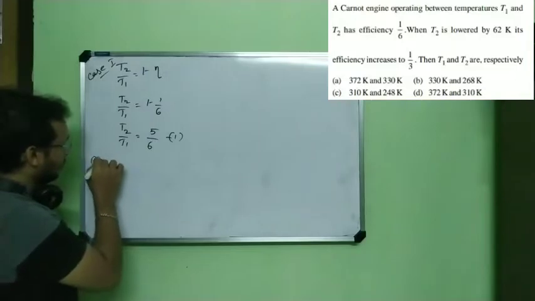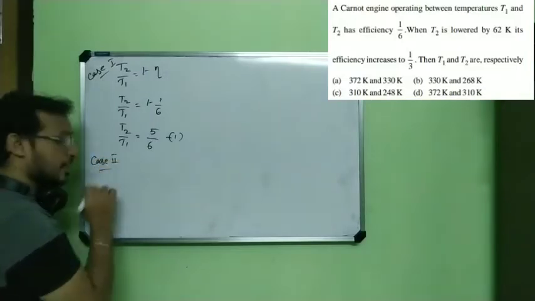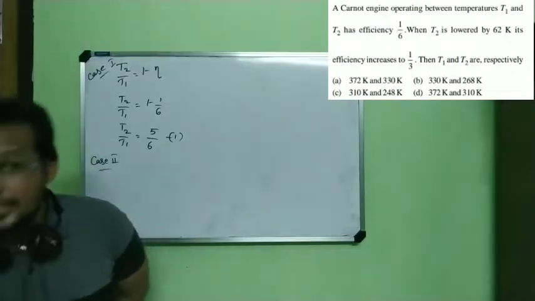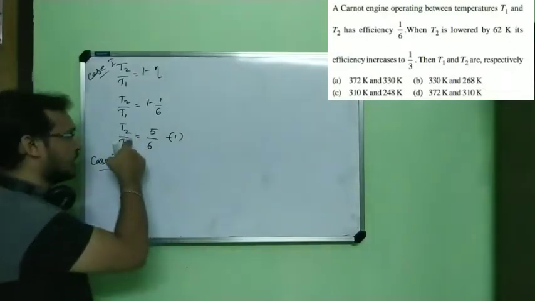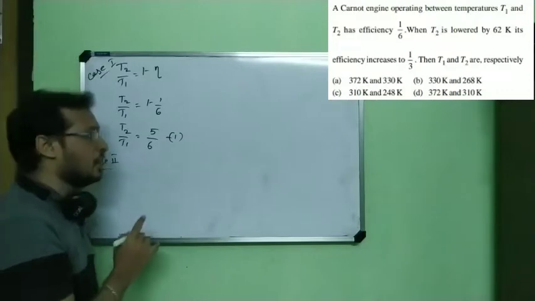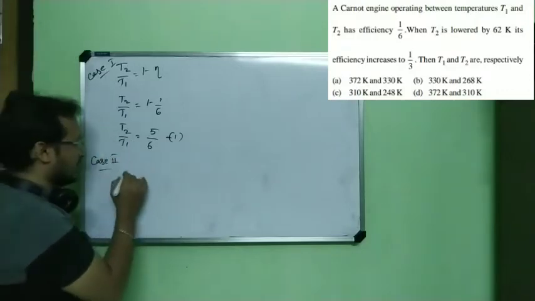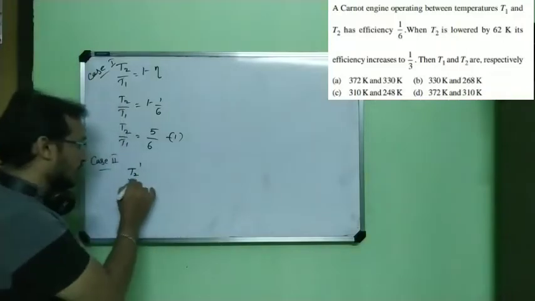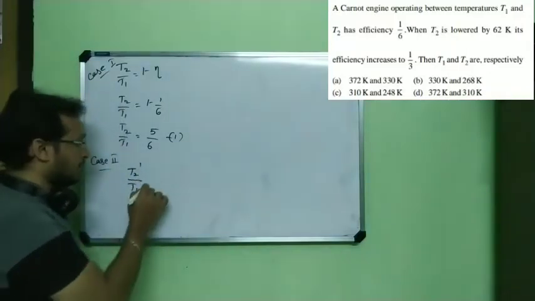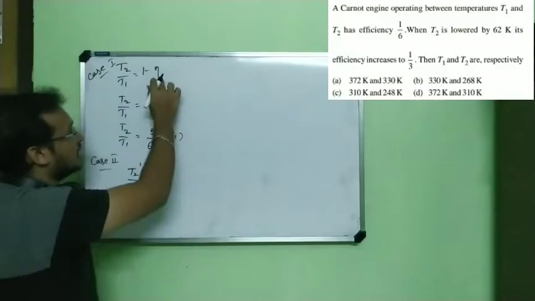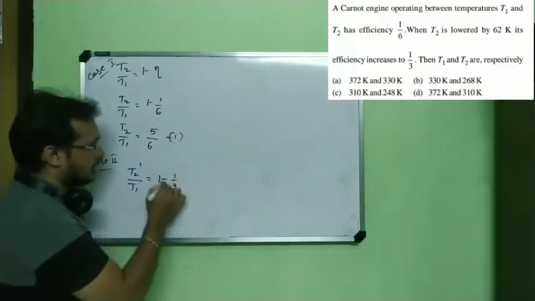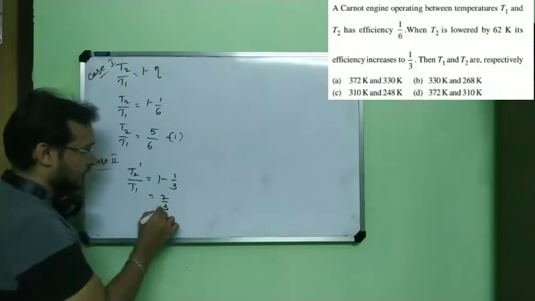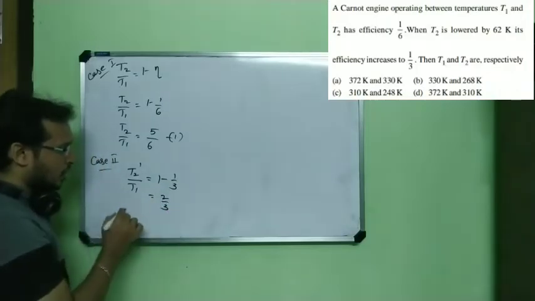In case 2, T2 is lowered. Whenever T2 or T1 changes, eta will change. Here T2 is changing, so instead of T2, I'm taking T2 dash, but T1 remains the same. In this case, efficiency changes to 1 by 3. You will get T2 dash by T1 equal to 2 by 3.